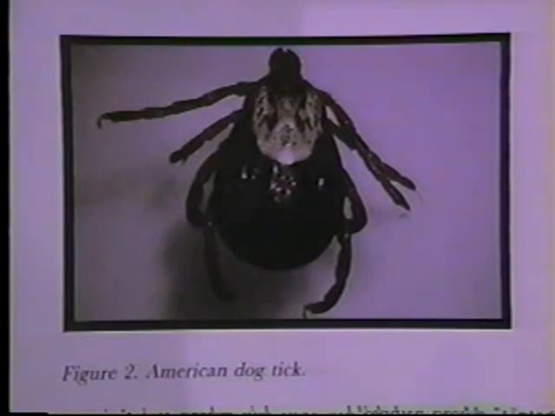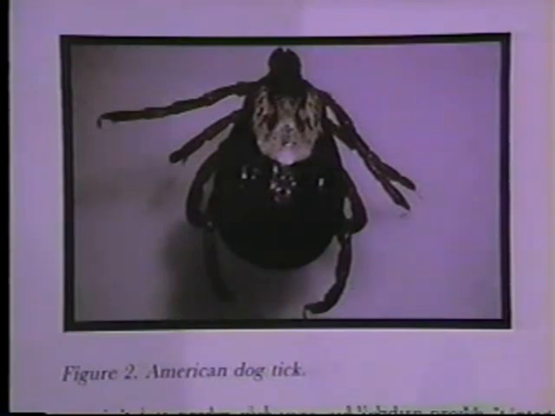The female then drops to the ground and she deposits 3,000 to 6,000 eggs, which hatch into larvae, or seed ticks. The American dog ticks are chestnut brown with white spots or streaks on their backs. Unfed adults are about 1/8 of an inch long, but engorged females become slate gray and may expand to a length of 1/2 of an inch.